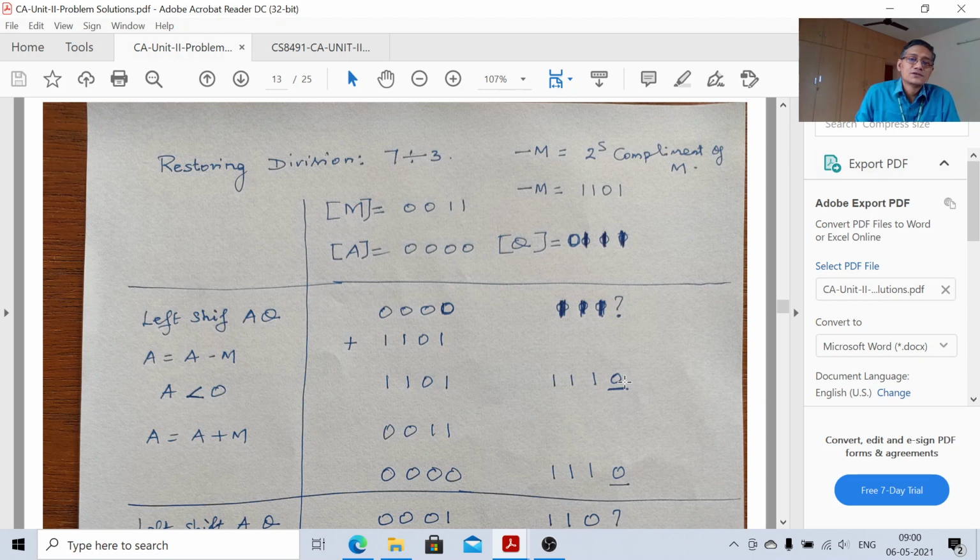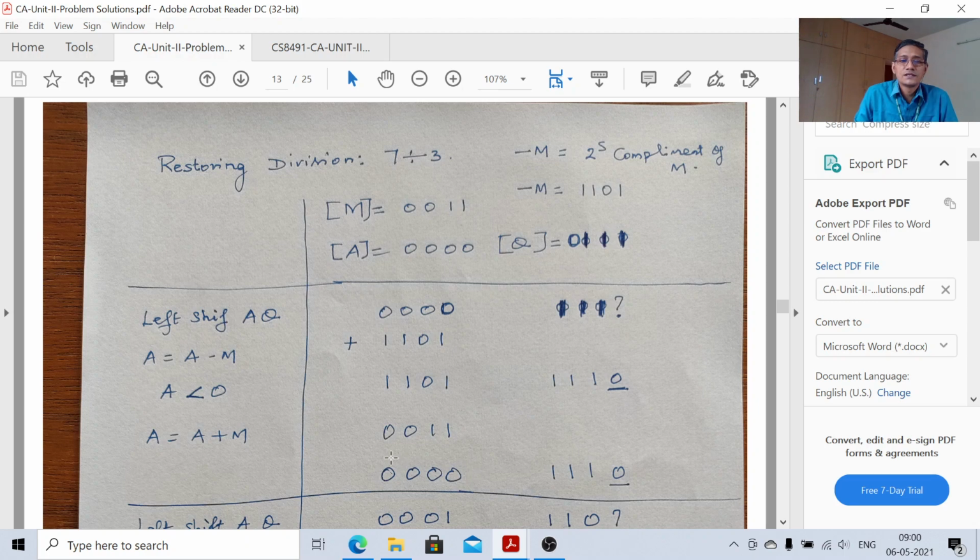If A is less than 0, what we need to do? We need to restore the A register. So again we need to perform A is equal to A plus M. When you perform A is equal to A plus M, you will be restoring the original value. 0011, we need to add it with the 1101, so as to retain the original value 0000, as was the case at the start of the first iteration.